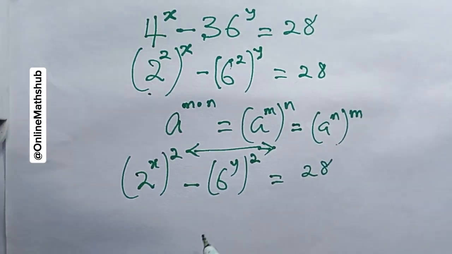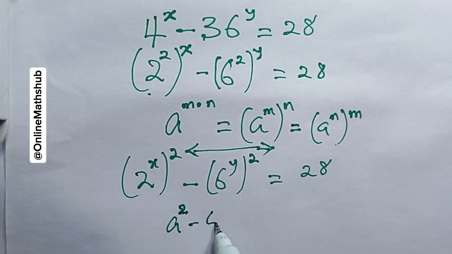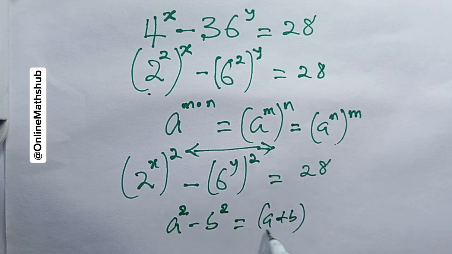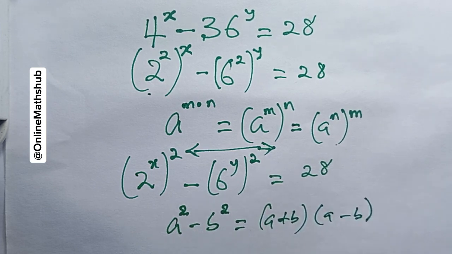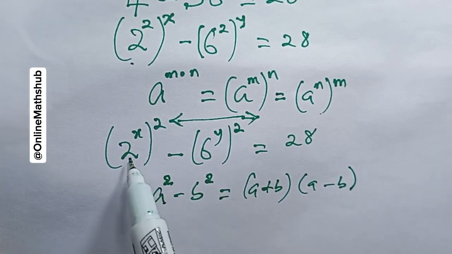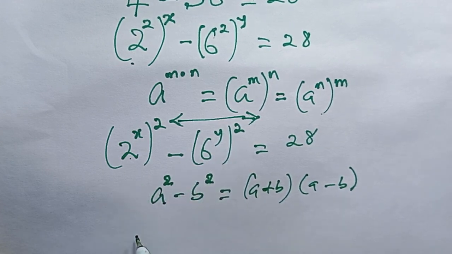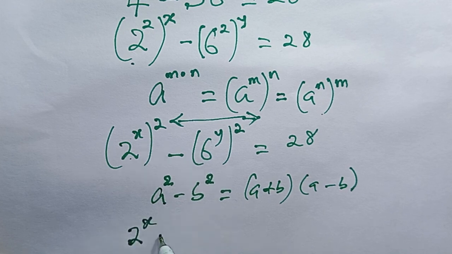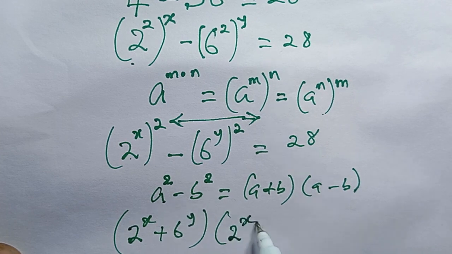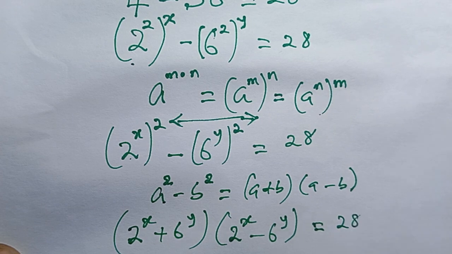You can see here that we've got a difference of two squares, and if you remember, when we have a power 2 minus b power 2, you can expand this as a plus b multiplied by a minus b. So that is what I'm going to do right here. In this case, our a is equal to 2 power x and our b is equal to 6 power y. So what I'm going to have here is 2 power x plus 6 power y multiplied by 2 power x minus 6 power y, and it is equal to 28.